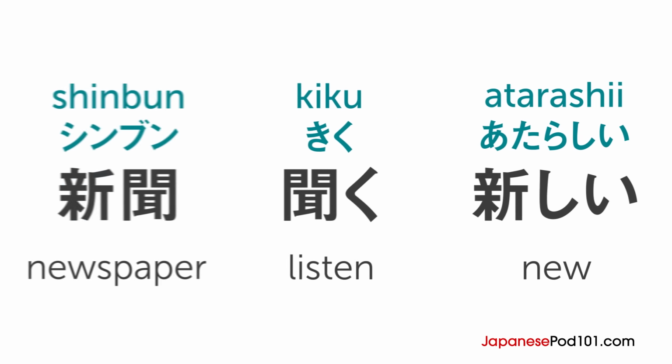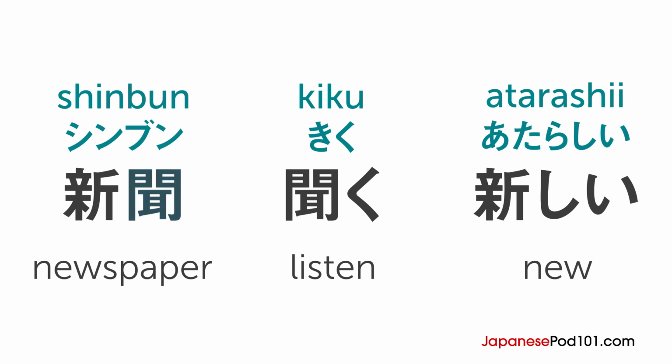On the other hand, when you have compounds of more than one kanji, their on reading should be used. For example, shinbun, which means newspaper. Shin and bun are the on readings of each kanji. But as I explained before, shin also has a kun reading, as in atarashii. And bun has a kun reading too, as in kiku.